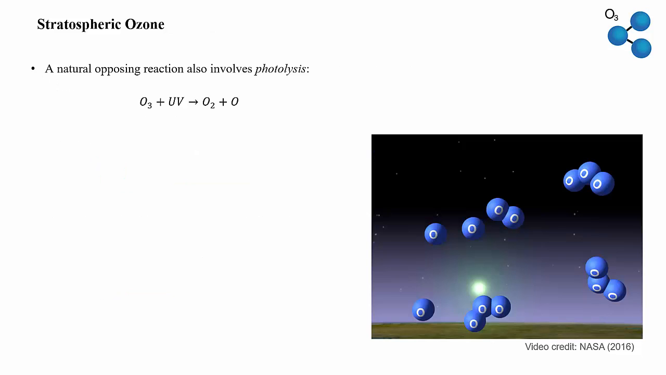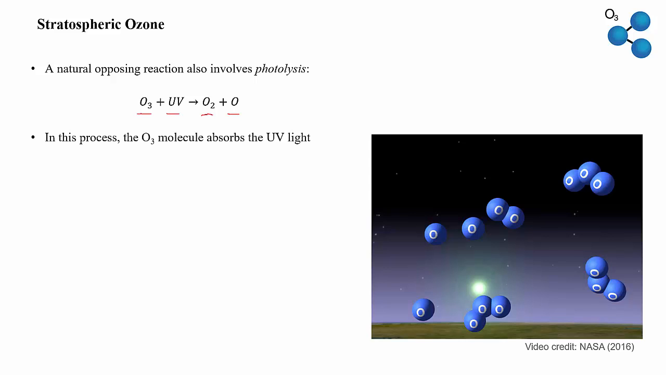So now we've talked about how ozone is created in the stratosphere, but ozone is also destroyed by a similar process, also involving photolysis. So what we have here shown in this reaction is an ozone molecule being struck by ultraviolet light, a UV photon as we call it, and that UV photon breaks the chemical bond and photodissociates the ozone into molecular oxygen and atomic oxygen.